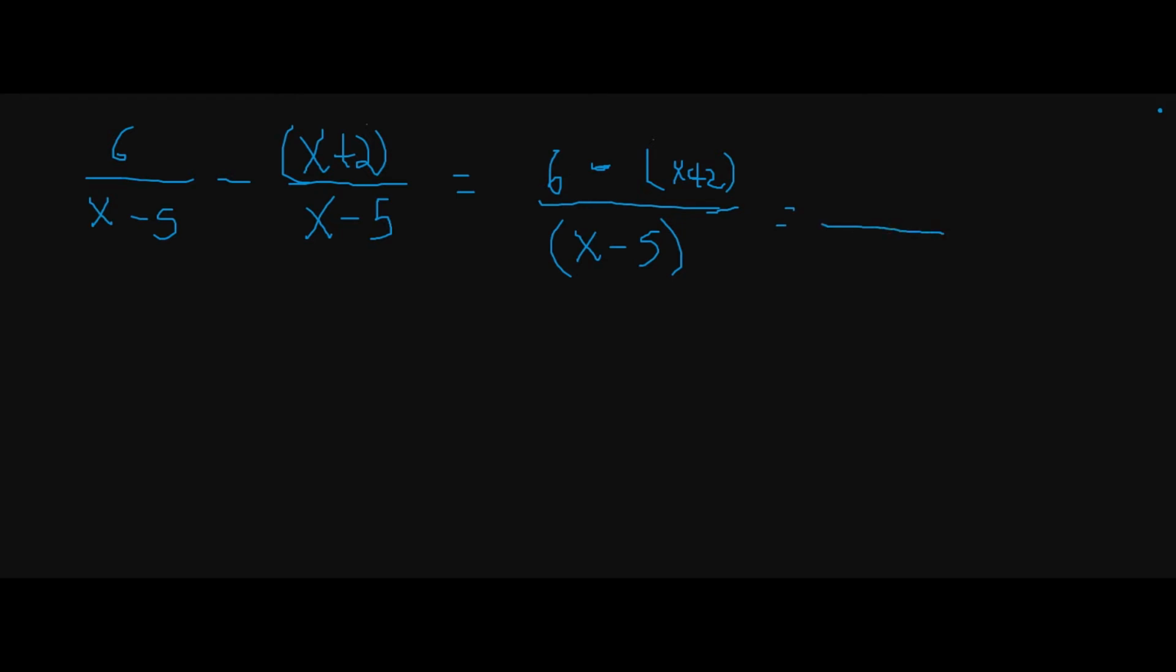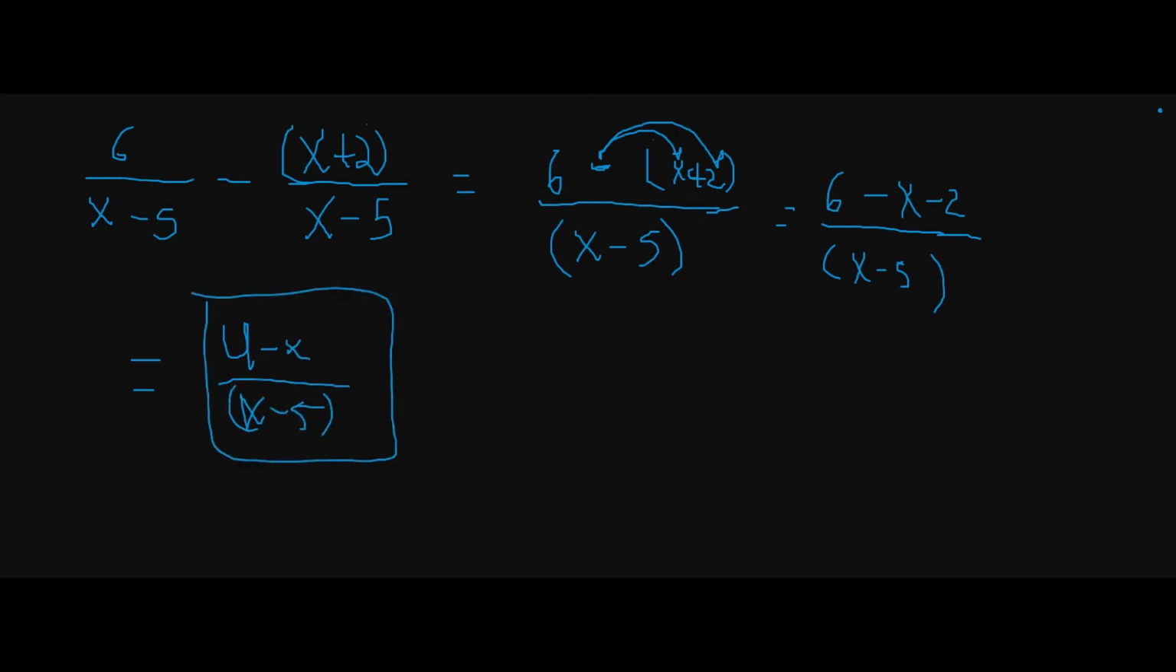So we're going to get x minus 5 still on the bottom. And we're going to get 6 minus, and the x is just going to be minus x, and we get minus 2. So it's going to be minus 2 on the top. Therefore, 6 minus 2 is going to give me 4 minus x divided by x minus 5. And this right here is my final expression.